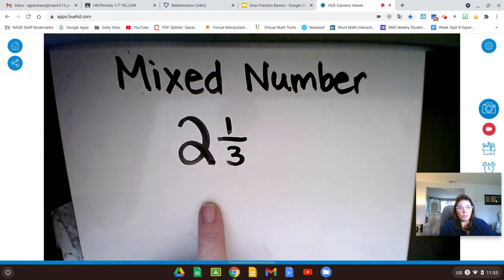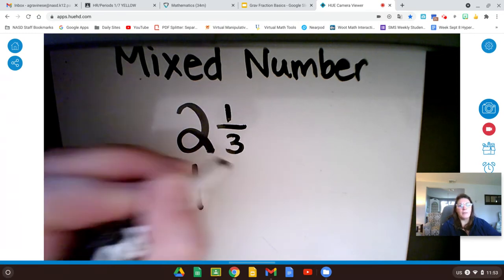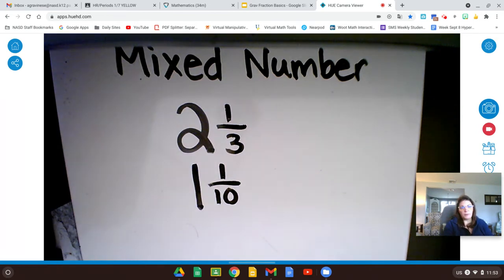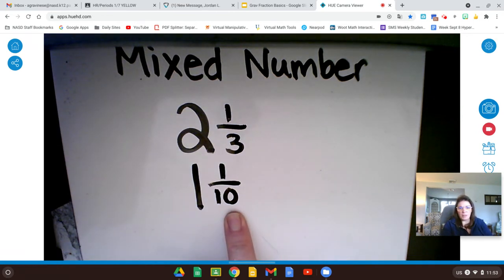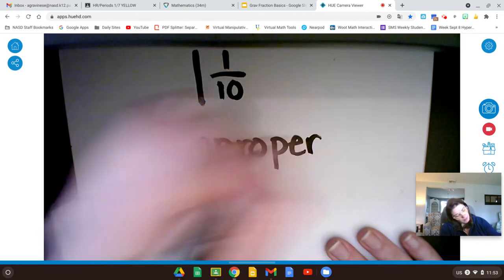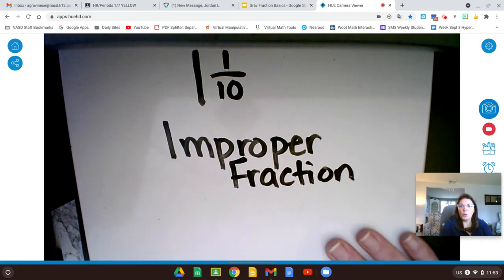Mixed numbers are always going to be greater than 1 because we will have, at minimum, 1 and then some kind of fractional amount, maybe 1/10. So 1 and 1/10 is another example of a mixed number. All mixed numbers can be rewritten as improper fractions. An improper fraction is a fraction that is worth more than 1.